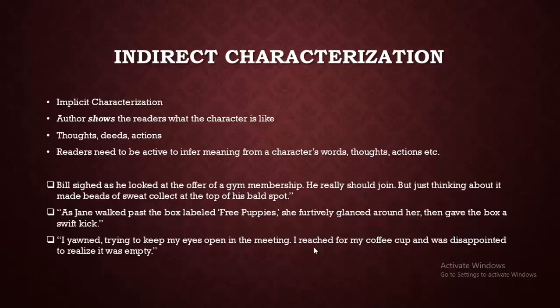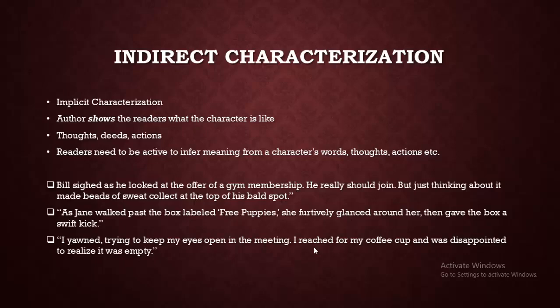Then we have indirect characterization. It is also termed implicit characterization. Implicit is something which is hidden, and this is hidden characterization, and in it the author shows the reader what the character is like. He or she does not tell us what the character is like; rather the author shows us what the character is like.